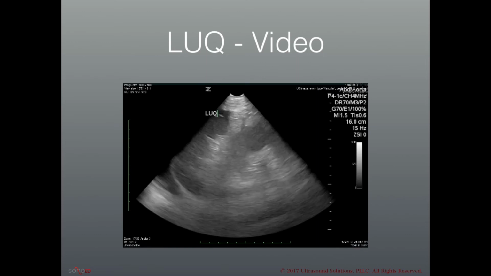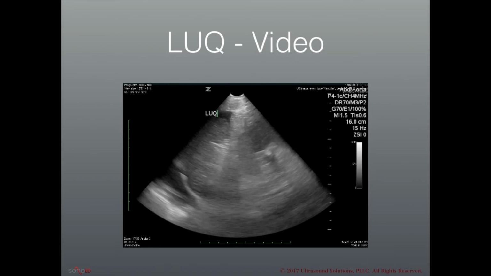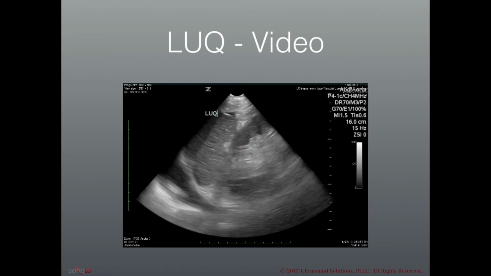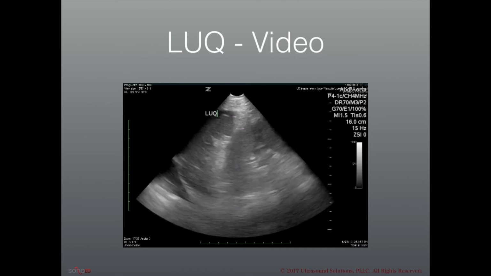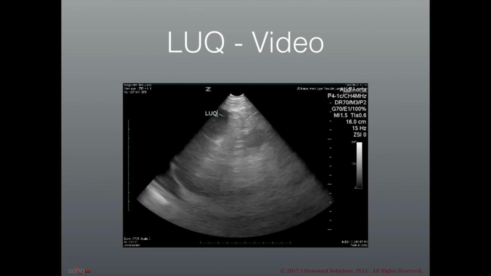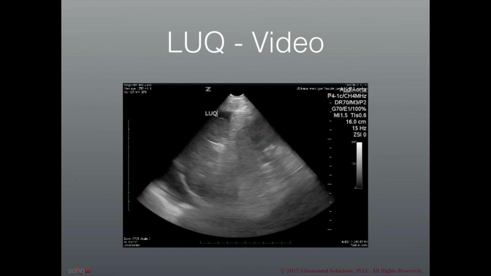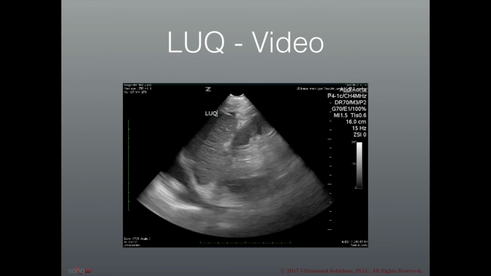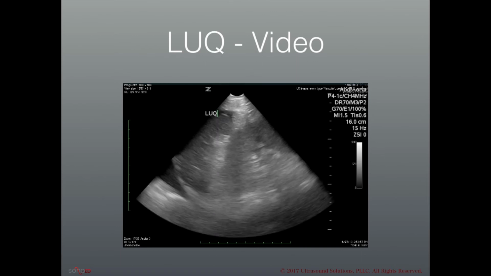Here's an example of the left upper quadrant that demonstrates two positive findings, so I want you to make sure you can identify both. At the near field, at the tip of the spleen, you'll see a small collection of fluid. And also, up in the chest above the diaphragm, you'll see that there is also a collection of black anechoic fluid, as noted by the absence of the mirroring artifact. Please ensure that you can see both of these positive findings before moving on.